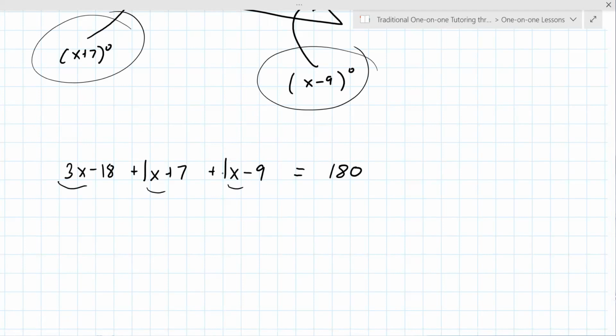Okay. So, and wait, what? How many x's do you see? 3. That's true. There's 3 literal x's there, but this is 3 x's, this is 1 x, and this is another x. How many total x's are there?